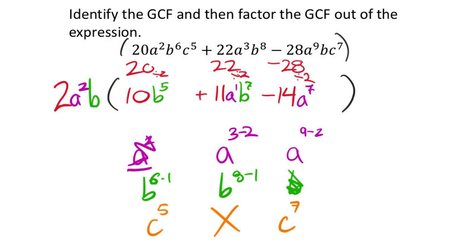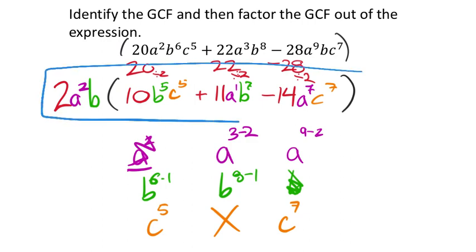Okay, so those c's, I need to put them in there, though. So c to the power of 5. And then c to the power of 7. So the last thing we'll do here is we would check for any other forms of factoring, but I forget we haven't gone over them, so that's it.